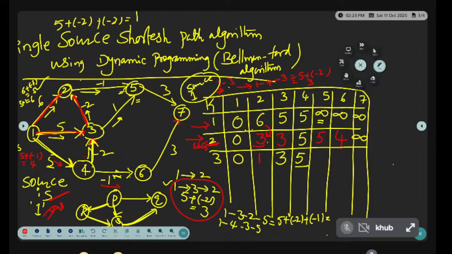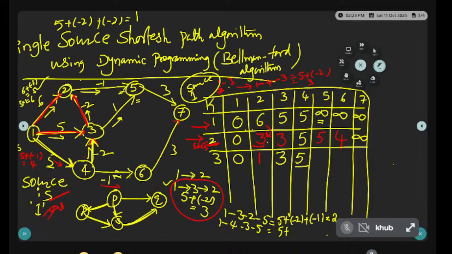And if you consider this path, 1 to 4 is 5, 4 to 3 is minus 2, and 3 to 5 is plus 1. So 5 minus 2 plus 1. Which is minimum? 2 is minimum. This 2 we need to update over here.